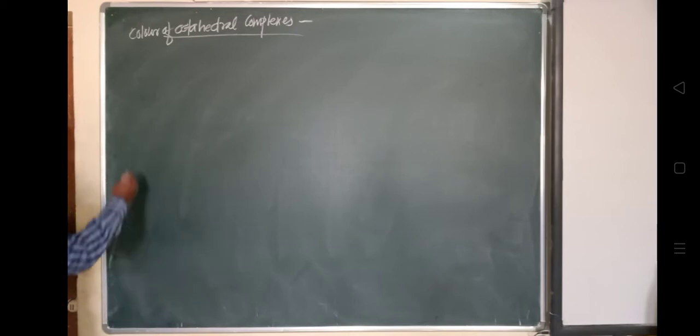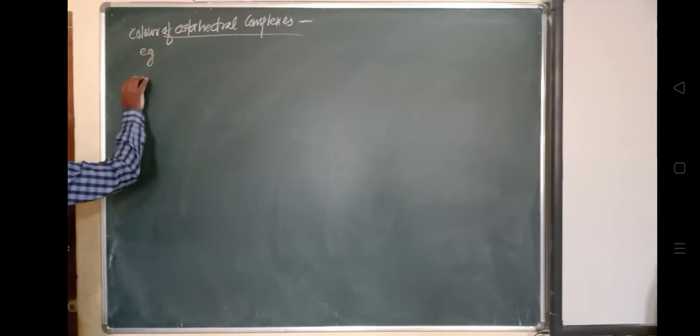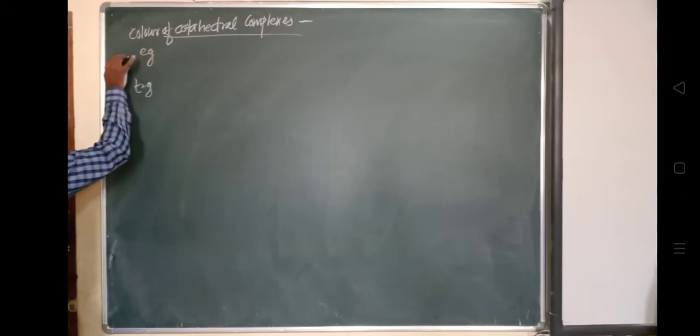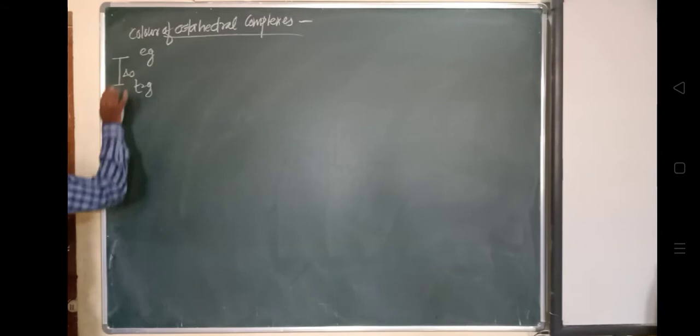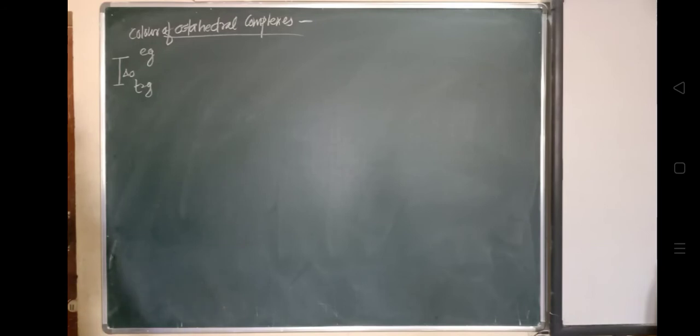इन दोनों में जो difference है, Eg और T2g में जो difference है, इस difference को delta naught बोला जाता है. That we know, which can be measured from experiments. So delta naught is the crystal field splitting parameter, which is measured through experiments, and it corresponds to a certain frequency.